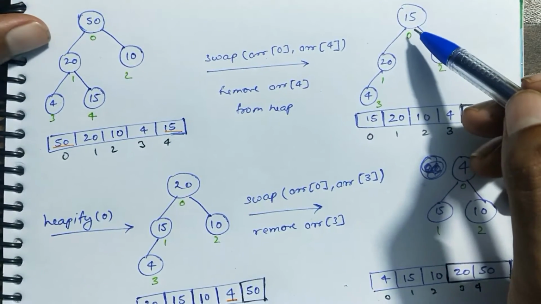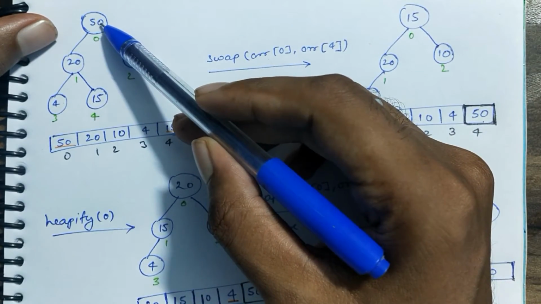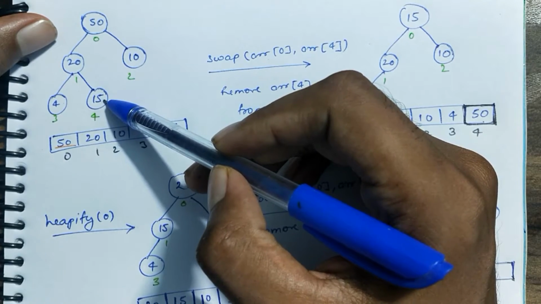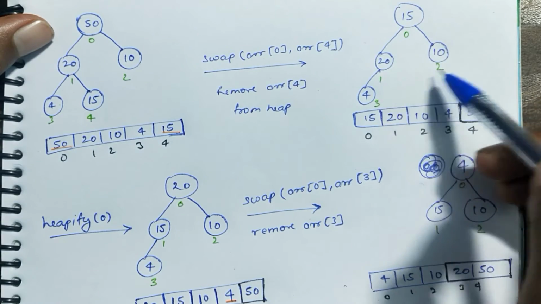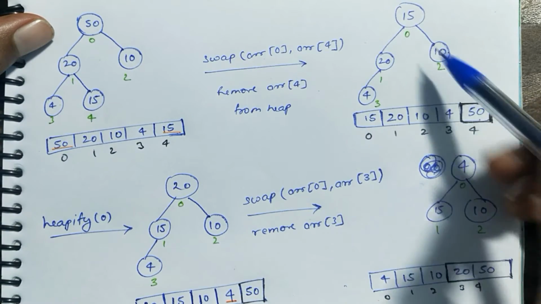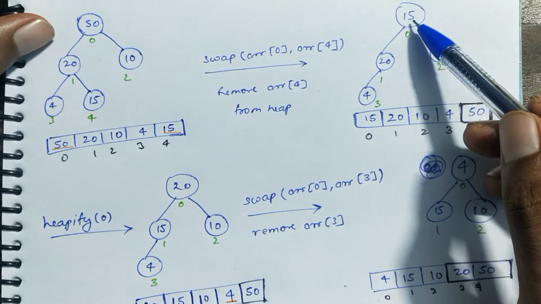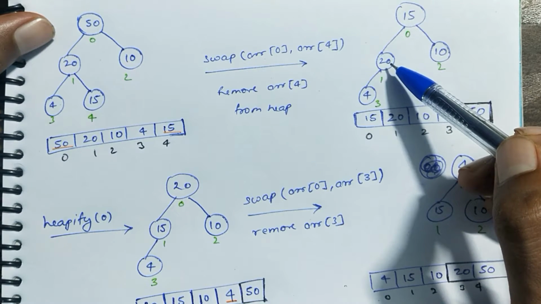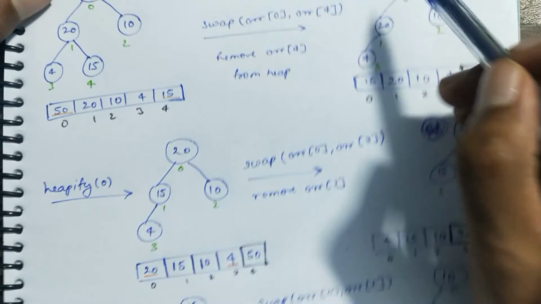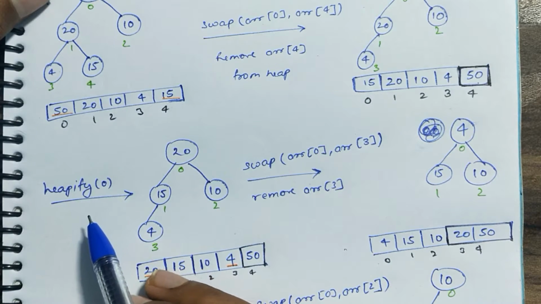After swapping, 15 will come at the place of 50 at the root, and 50 will come at the place of 15, that is at the last node, and it will get removed. So our heap will become like this. Now it is not a max heap, as we have made changes in this max heap. Now 15 has come at the root, it is smaller than its child 20. So we will again call heapify for this root node to fix the changes that we have made and to again make it a max heap.